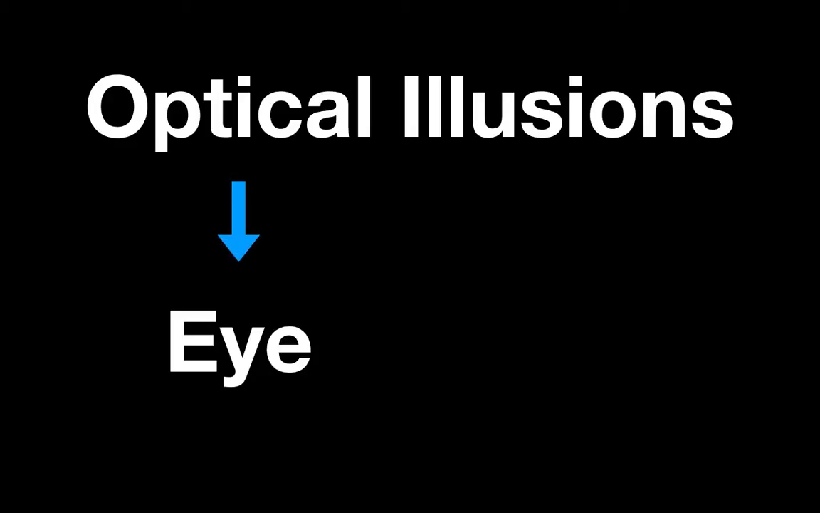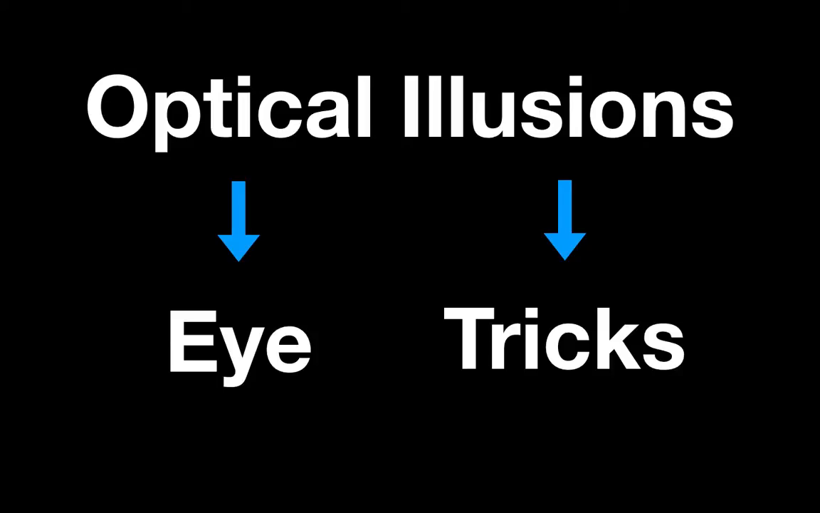The word optical illusions can be broken into pieces. Optical means your eye, and illusions mean tricks. So optical illusions are really tricks for your eye.